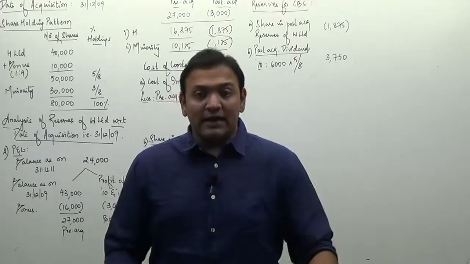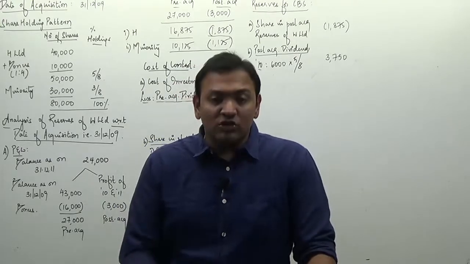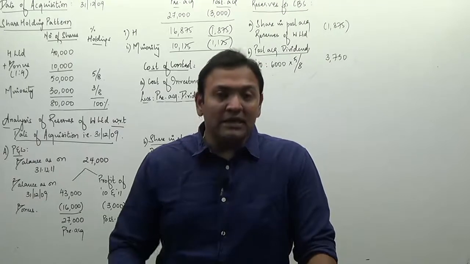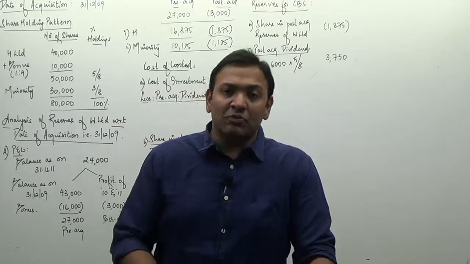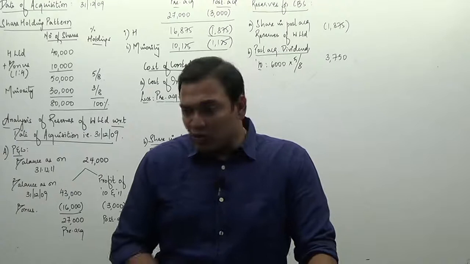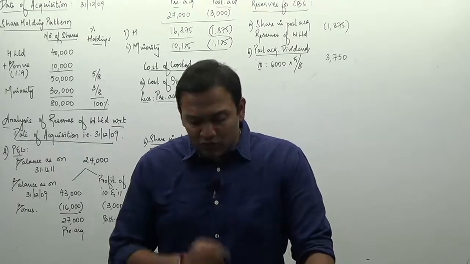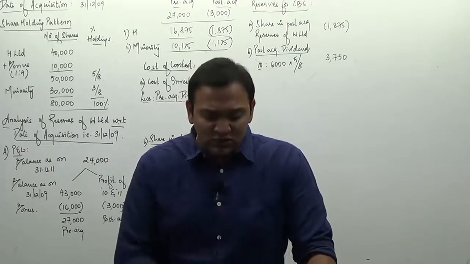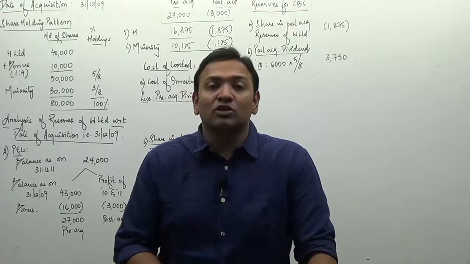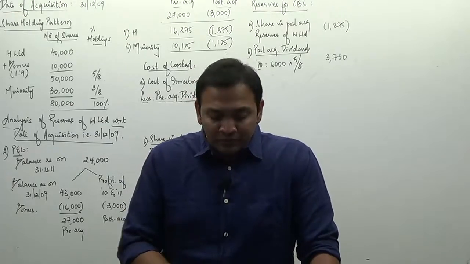Reason is very simple. When did he acquire? It was on 1st July 2011. Guys, he is acquiring in the year 2011. That means the bonus is already over. The bonus component is not there now. Bonus has already been declared, already been received. So 60,000 shares is a proportion of this 80,000 now.